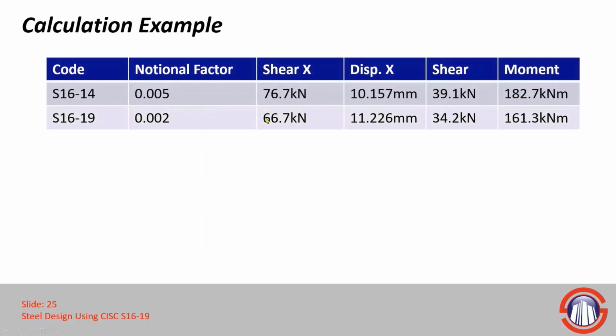So just to recap, here we have the two codes compared for the exact same model, with the only difference being the notional factor that's being used. Our shear forces that are being applied are different. We can see here that despite having a lower shear force, the S16-19 code is giving me higher displacements because we've reduced that material property, the stiffness reduction is taken into account, although our shear and moments are lower in the S16-19 example. Whereas in the other example, using S16-14 code, we have lower displacement but higher shears and moments.